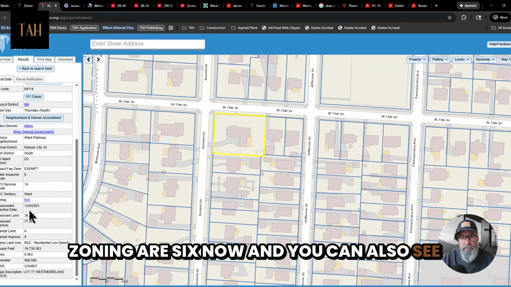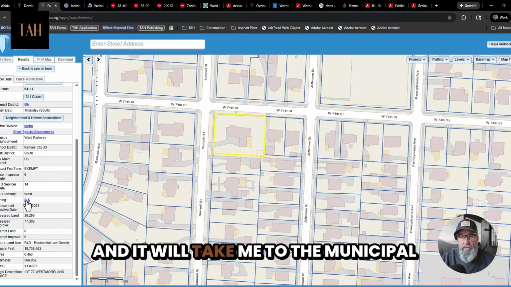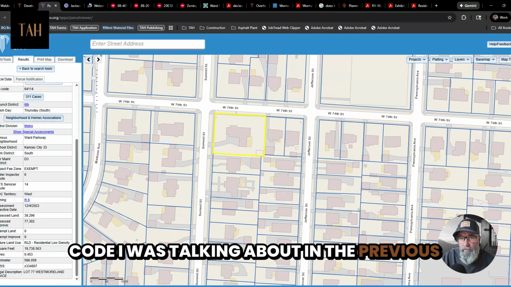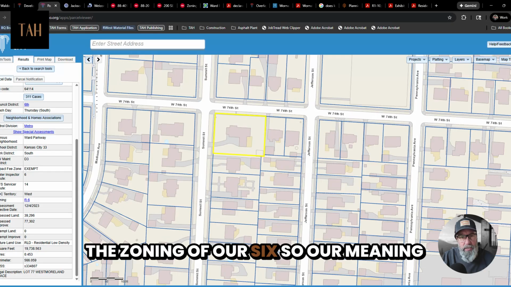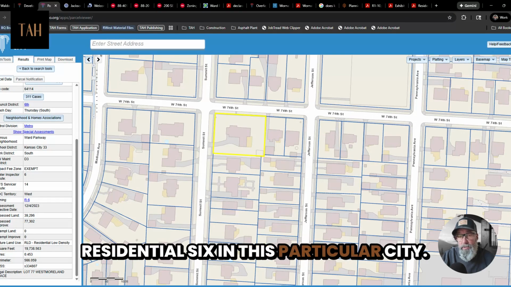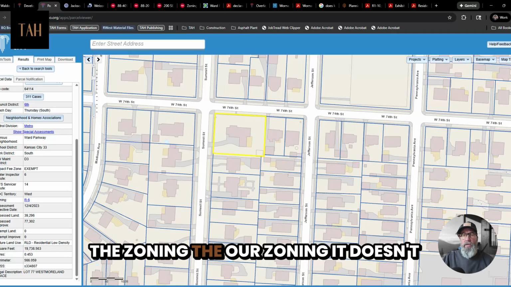Now, you can also see that it's in blue, so I can click on that and it will take me to the municipal code I was talking about in the previous podcast episode, with the details of the zoning of R6. So R meaning residential, 6, in this particular city, it's a classification, the zoning, the R zoning.